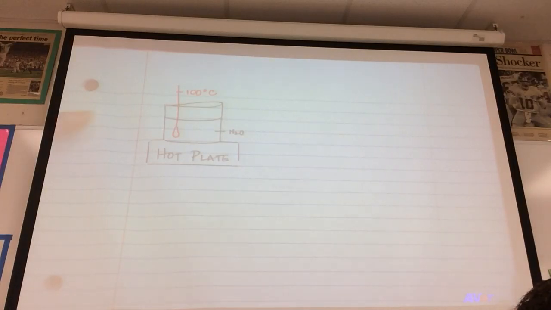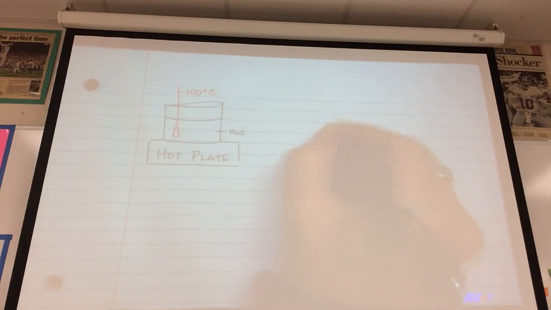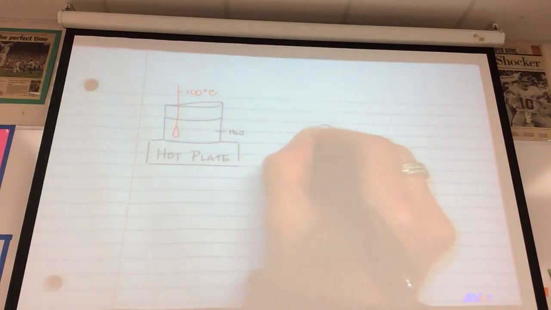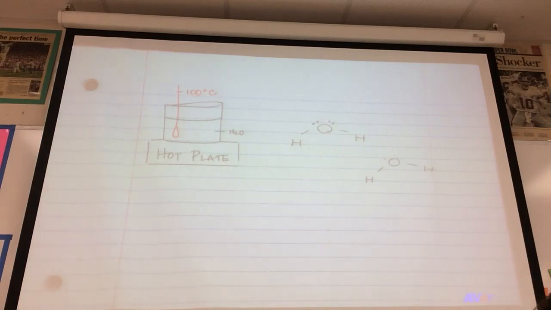Now if we take a closer look at the water at the molecular level, we've talked about Lewis dot structures this year, and you know that water has a bent design. You may or may not recall the bond angle of 104.5. You also will recall that you don't just have one water molecule in there, but a lot of water molecules. And these water molecules link to one another through intermolecular forces.